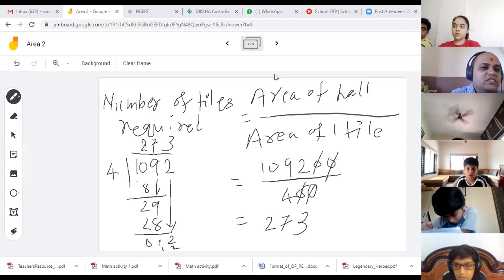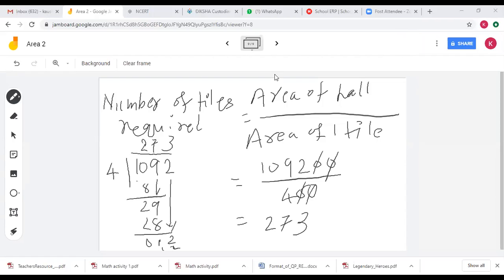In your workbook, next example is question number 2. The length and breadth of a white sheet of paper are 36 centimeter and 20 centimeter. Kumar covers the complete area of the paper with stamps. If each side of a stamp is 4 centimeter, how many stamps does he need? It is just like example number 1, right? Instead of the hall, they have given a paper. Instead of the tiles, they have used stamps.